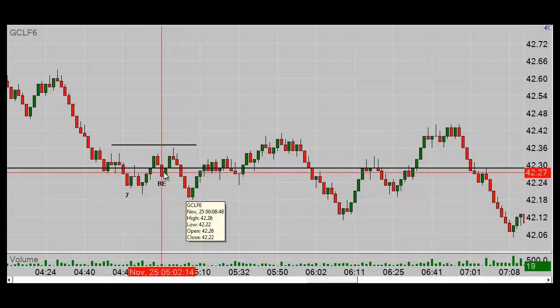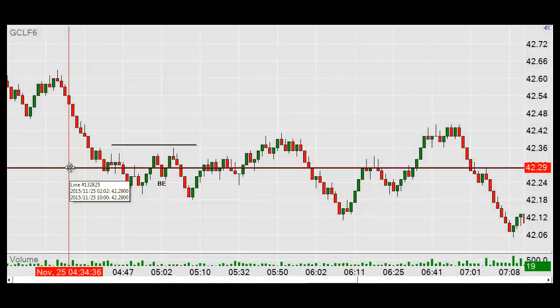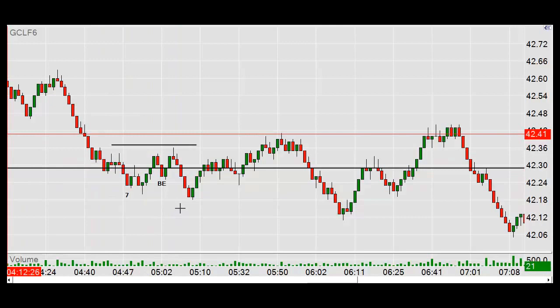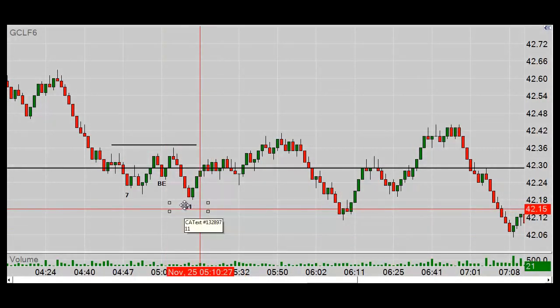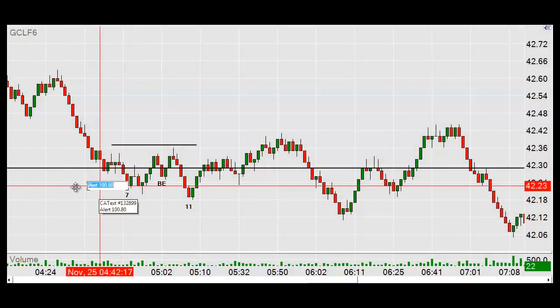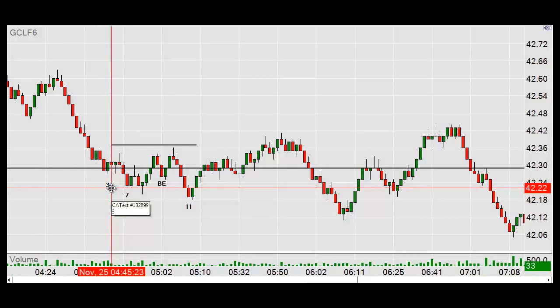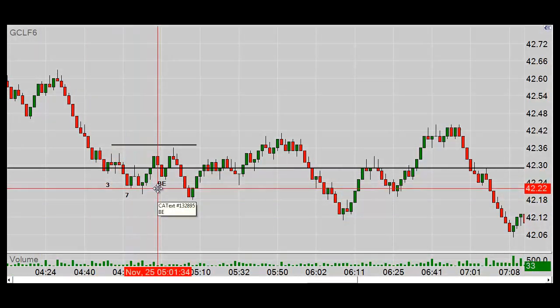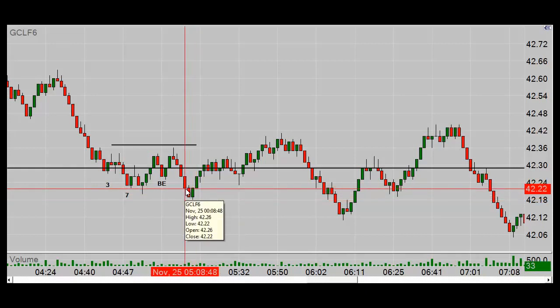On the next move down, this one's just what we're looking for. Okay, this is just what the doctor ordered. Swing low is 42.18. So from 29 to 18, that's an 11 tick move. Now, if on this 7 tick move, you just locked into the 3, you locked in 3 ticks, and you caught a break even, and then you caught an 11-tick move. You only need 10 ticks for the day.